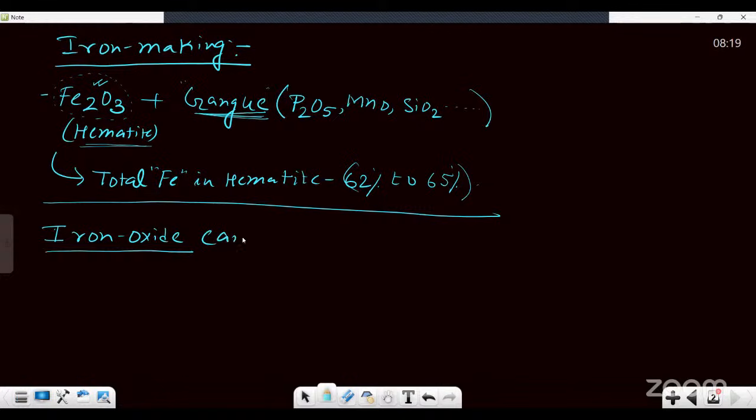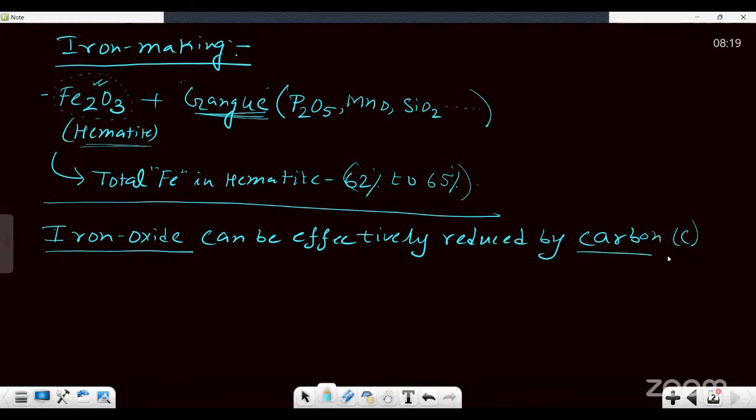Iron oxide can be effectively reduced by carbon, right? But this can only be done at high temperatures. We need quite high temperature in order to reduce the iron oxide using carbon. Why do we need high temperature? We will see that. All the concepts will be covered.